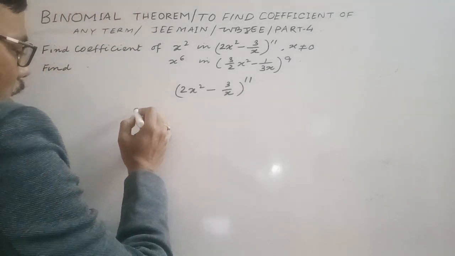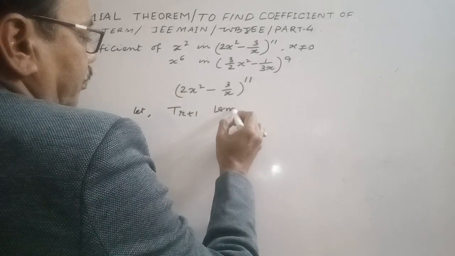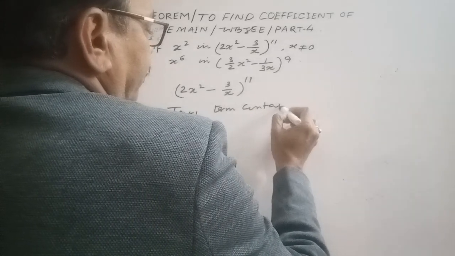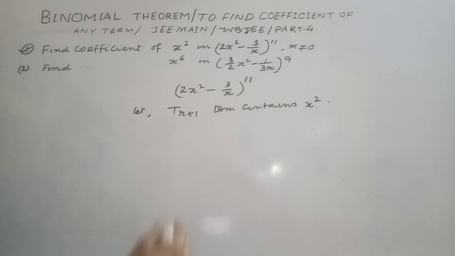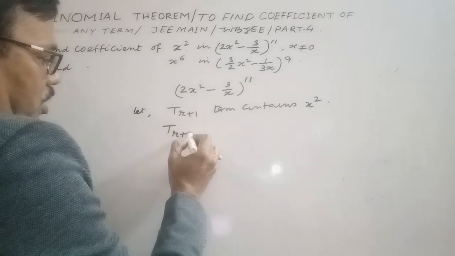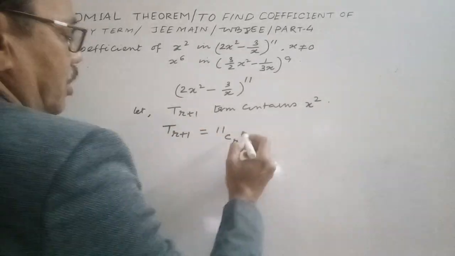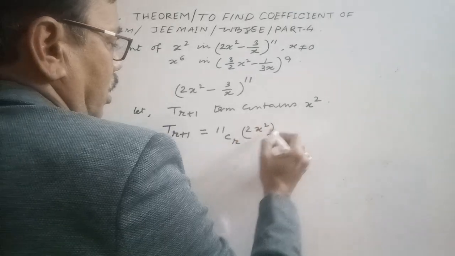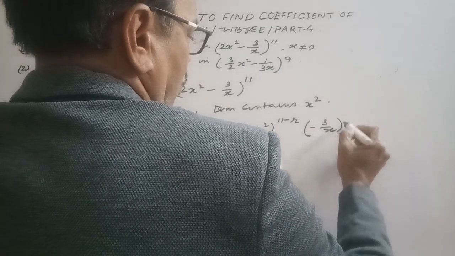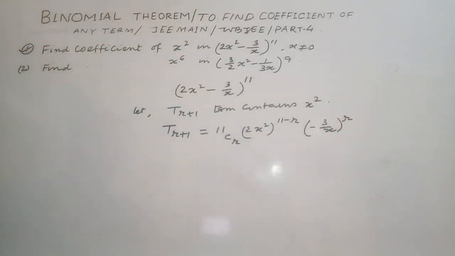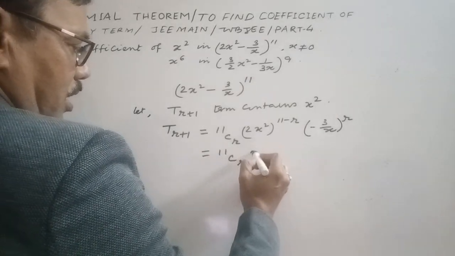So let the (r plus 1)th term contain x to the power 2, x square. So T(r plus 1), you know this is the general term, 11 Cr, 2x square to the power 11 minus r, minus 3 by x whole to the power r. Now this one is 11 Cr. We are writing coefficient.